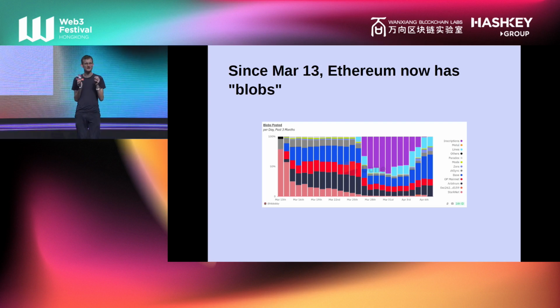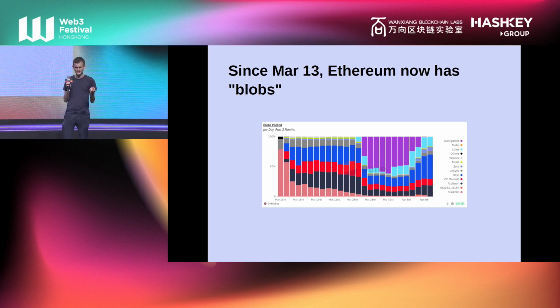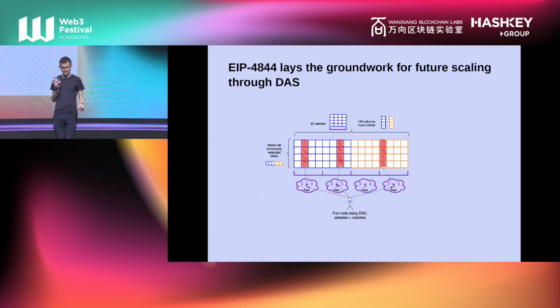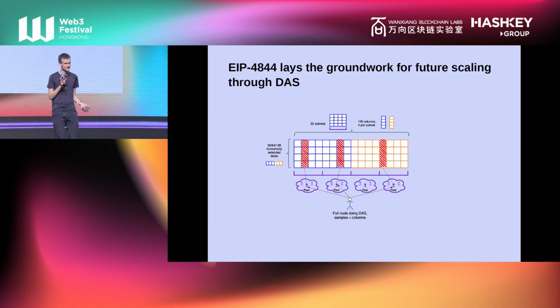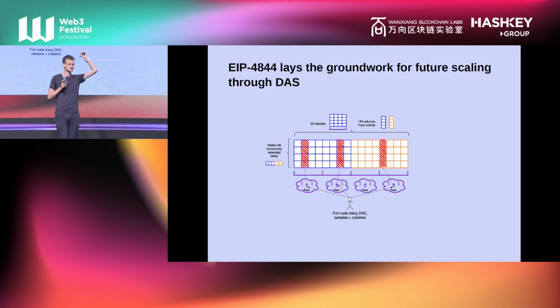This is a very big decrease compared to 2020. It's even a big decrease compared to 2017. So scalability is well on the way to actually becoming a solved problem. Now, EIP-4844, so the EIP that brought us these blobs, it's designed not just as a one-time thing, but it's designed to lay the groundwork for future scaling of Ethereum using this technology called data availability sampling.